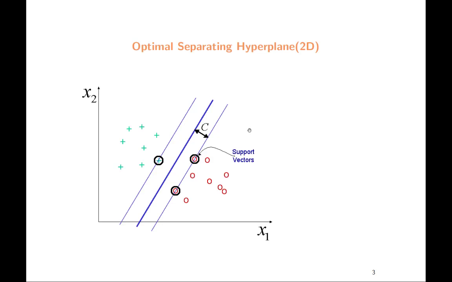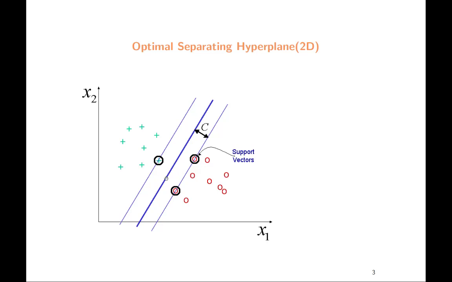So we have data points with targets 1 and 0, so green and red. And in this case, x1 and x2 are the two input dimensions. And in this space, the two classes can easily be separated. But they can be separated by many hyperplanes. Which one should we pick?